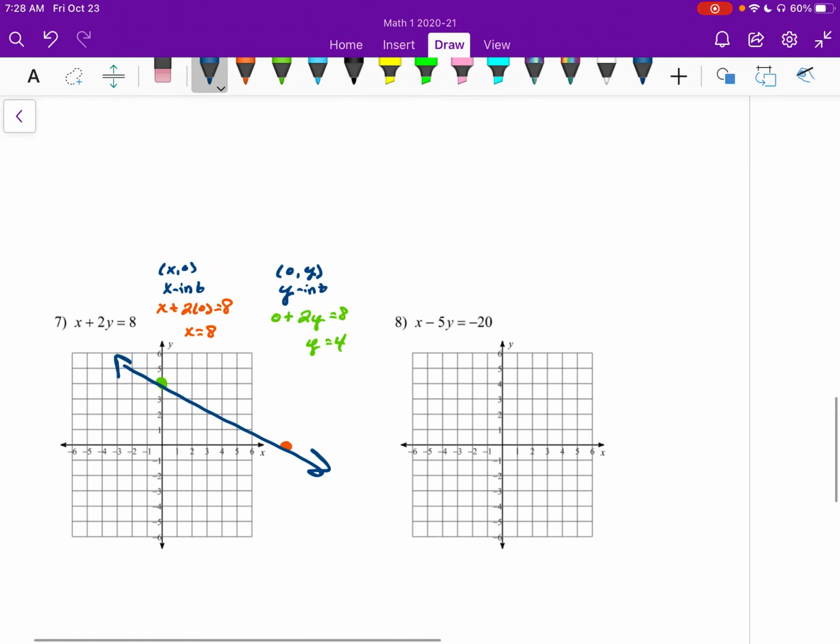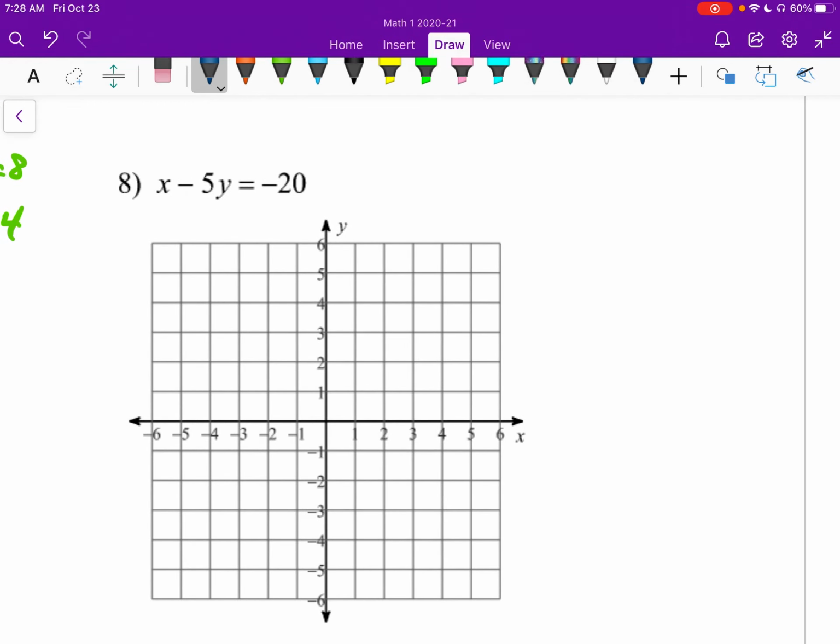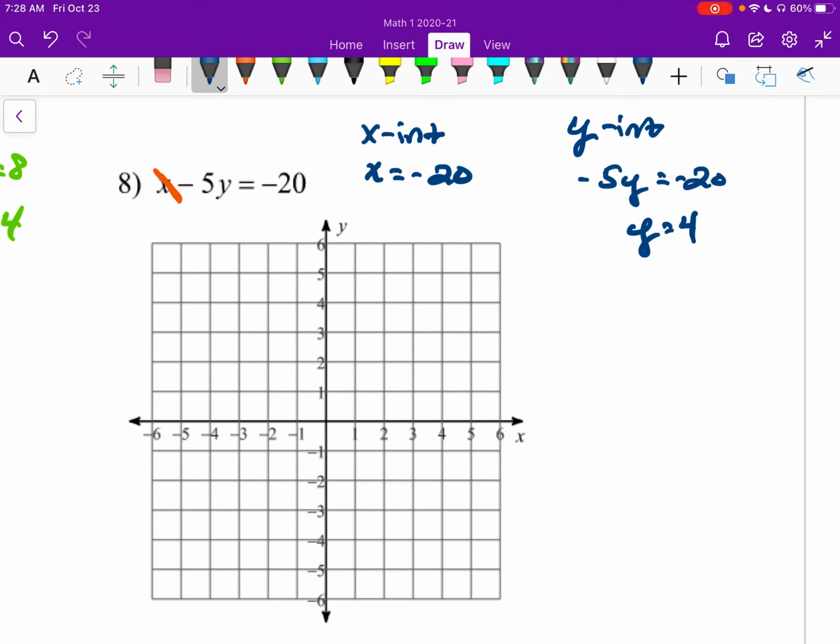All right, let's look at number 8. If we get our x and y intercept, well, for our x-intercept, we plug in a 0 for y, so this guy just goes away, and you get x equals negative 20. Well, that's going to go way off the graph. Let's look at what our y-intercept would be, though. If we look for our y-intercept, we're going to cross out our x there because it goes to 0. And we've got negative 5y is negative 20, so y is 4. So we got our y-intercept, but we don't have our x-intercept.